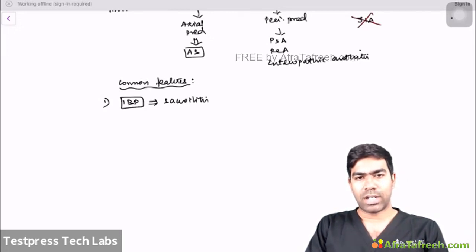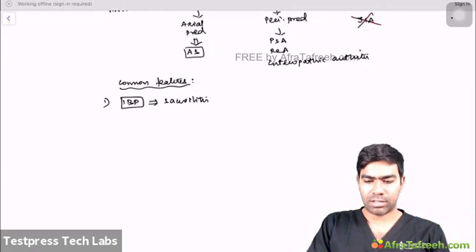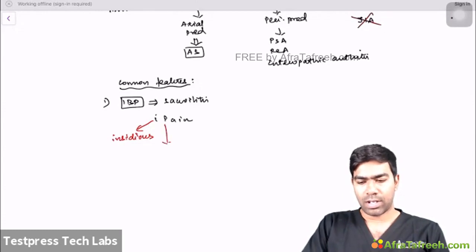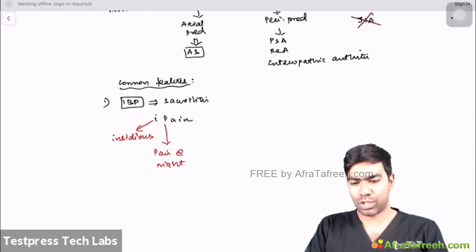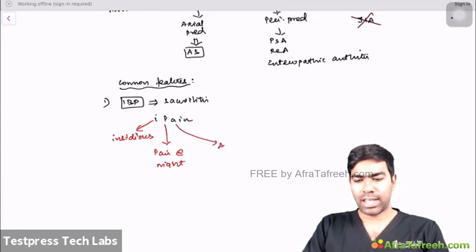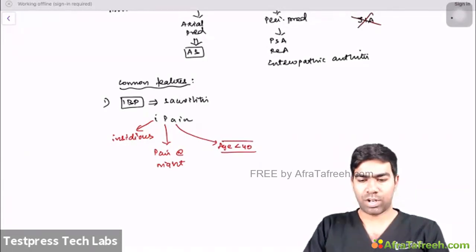And usually the mnemonic for this inflammatory back pain is called IPAIN. That's a mnemonic. Here I stands for insidious onset, that is a slow and steady onset. It's not a very sudden or acute onset. P stands for pain predominantly at night. That's very important because that's a classic feature of any inflammatory arthritis, that AM pain. And A stands for age group of the patients, usually less than 40. I'll tell you there are some exceptions in this, especially psoriatic arthritis, where it can happen at age more than 40 also.